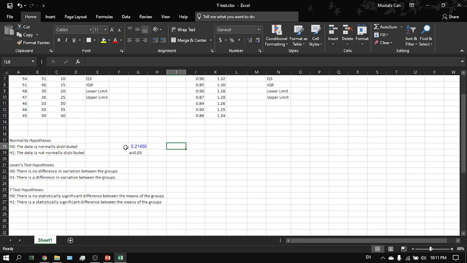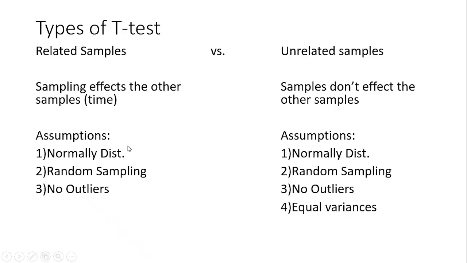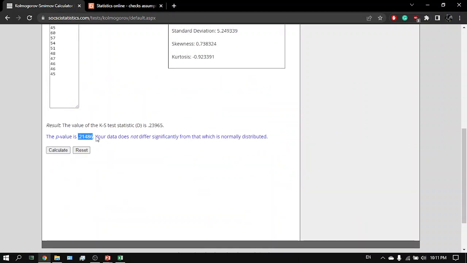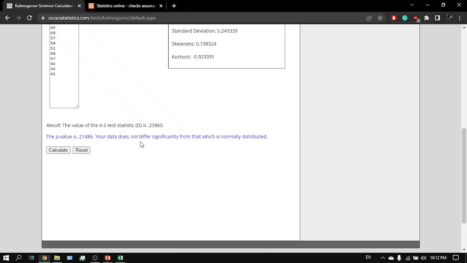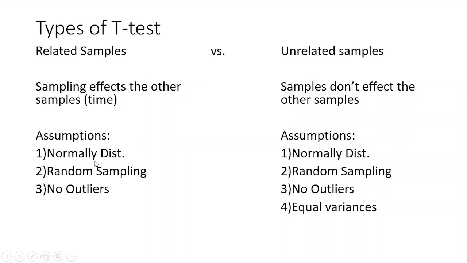If your P value is bigger than alpha, you accept the null hypothesis. If it's lower than it, you reject the null hypothesis and accept the alternative hypothesis. In this case, our P is larger than alpha, so we accept the null hypothesis, and the null hypothesis is that the data is normally distributed. So yes, we have our first assumption here.